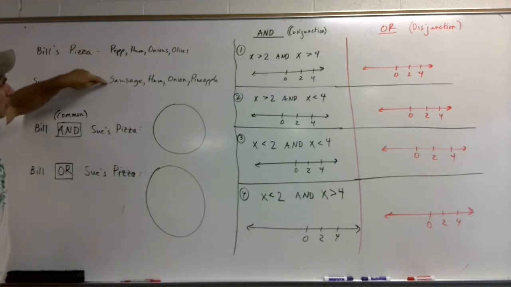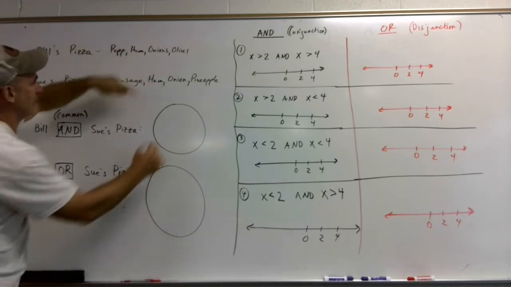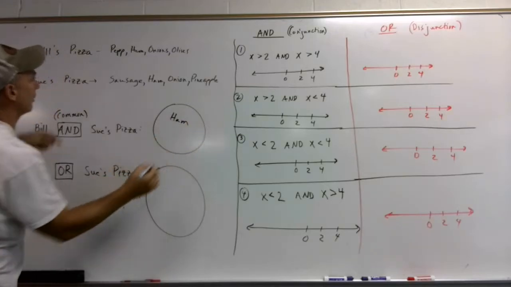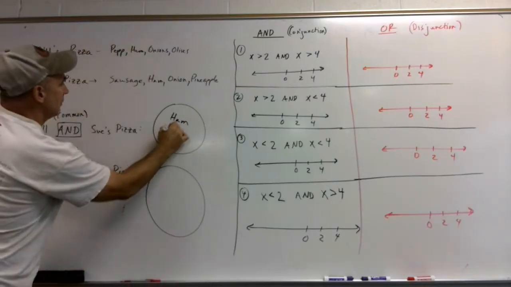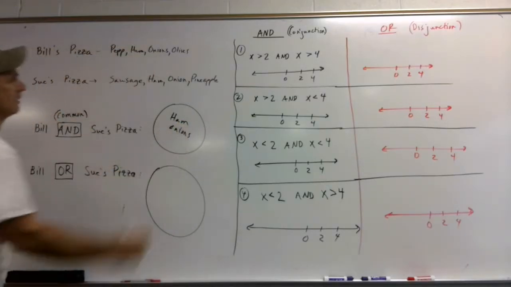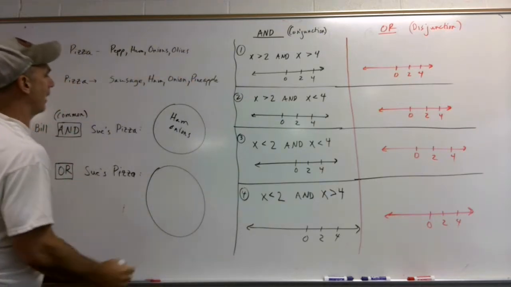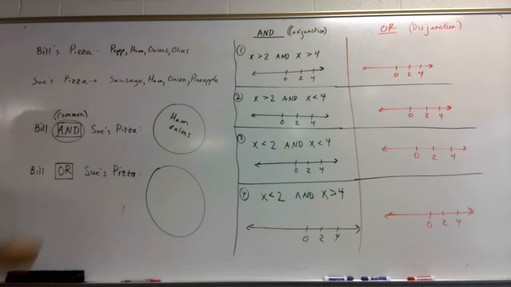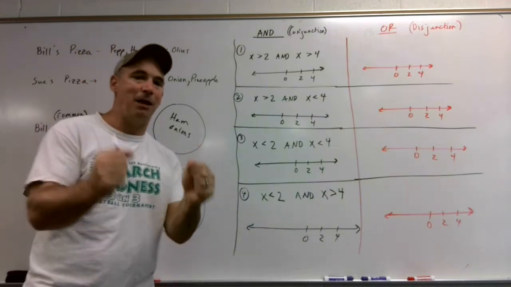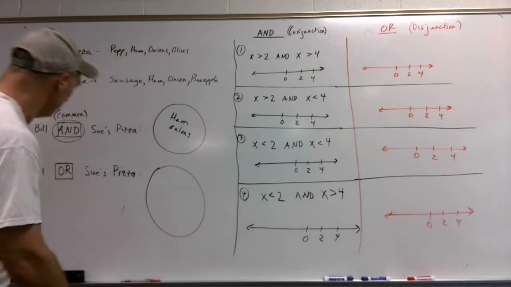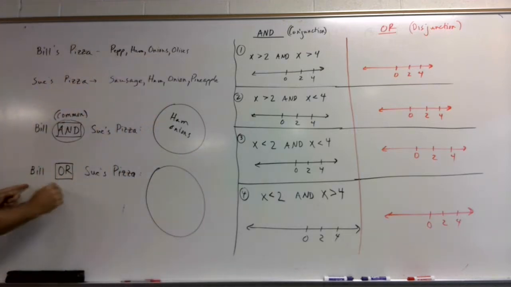Pepperonis? Nope. Ham? Yes. So we would get ham on there. Onions? Yes. And that's it. Olives are not in common. Pineapples are not in common. So mathematically speaking, if we use the word and, we're looking for what's in common. Keep that in mind. If we ordered mathematically speaking or, that's the sum of all.